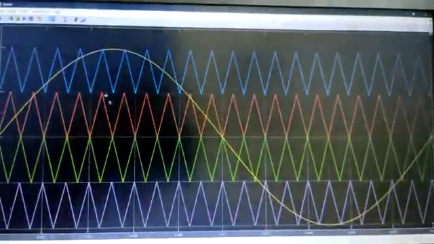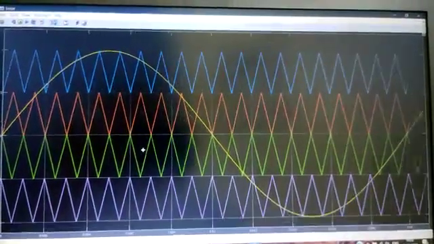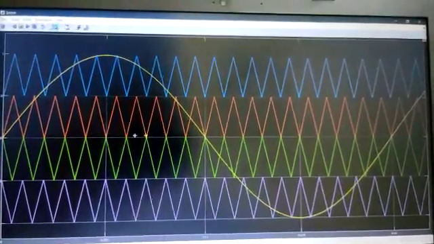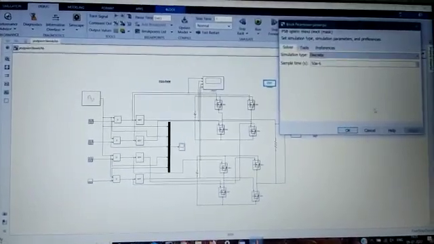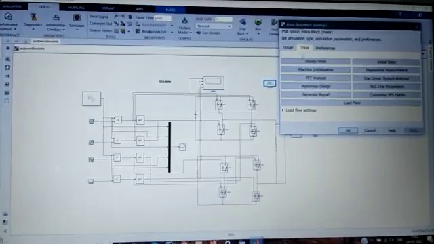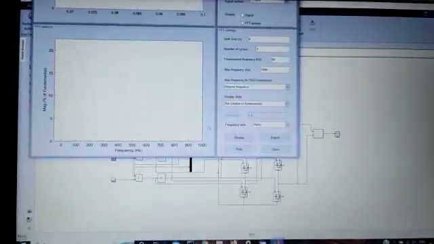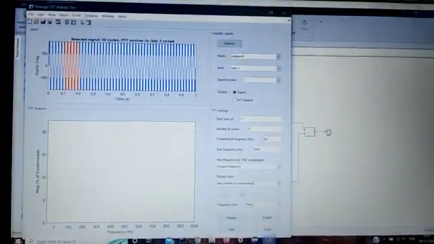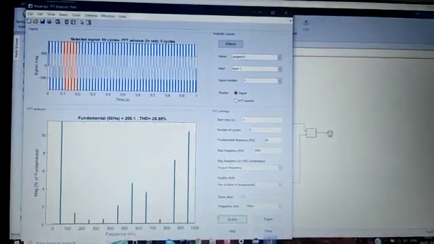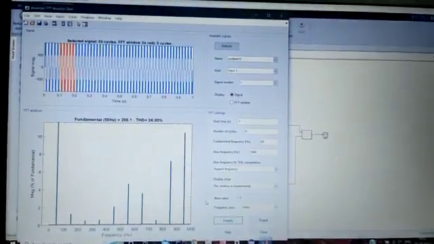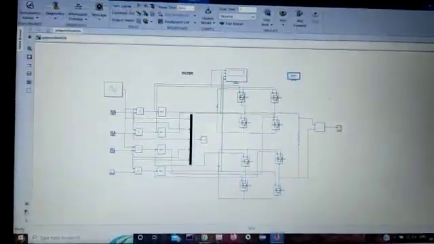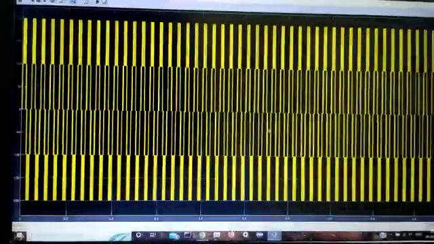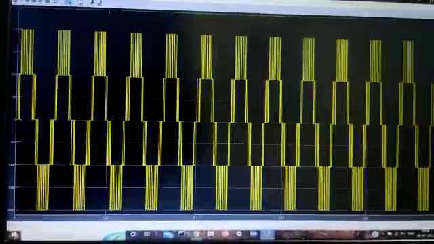Right now you can see that I've applied the POD technique, so that's the reason the waveform is shifted at the reference. If I want to look at the distortion present in the output waveform, this is how we can find it out. This is the FFT analysis of the output waveform that we are getting, and you can see here we are obtaining a distortion. THD is shown here as 26.9. And the output voltage waveform is this 5-level stepped waveform.